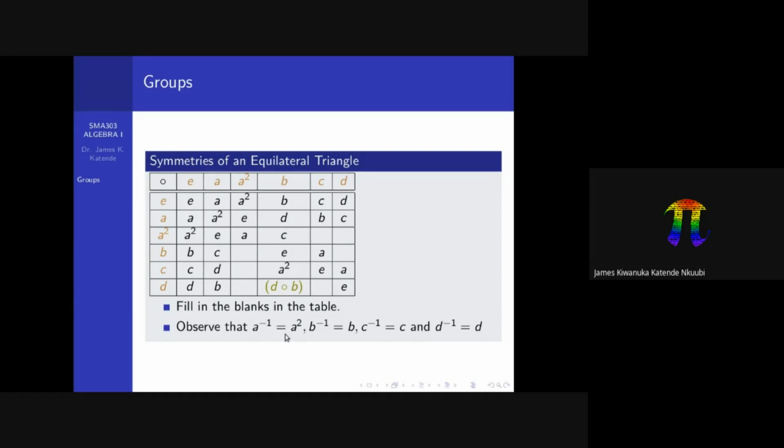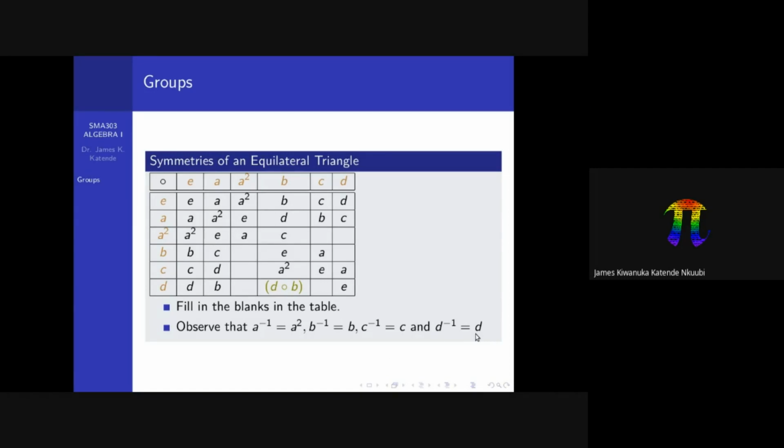Also, when you work it out, you will see that if you compose A with A squared, you get the identity. So it means the inverse of A is just A squared, right? B composed with itself will give you the identity. This is because the reflection, if you reflect it again, you simply go back to the original triangle. So B composed with B itself gives the identity, so the inverse of B is just B. All the reflections are their own inverses. So C inverse is just C, and D inverse is just D. So every element has an inverse within the same set.